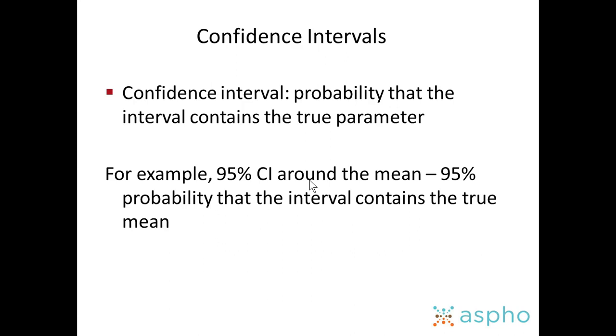So the confidence interval is the probability that an interval contains the true parameter. So let's put this into an example. A 95% confidence interval around the mean, that's probably the most common one that we'll use, means that there's a 95% chance that the interval will contain the true mean. So it means that if we do 100 clinical trials, 95 of these intervals will contain the true mean.